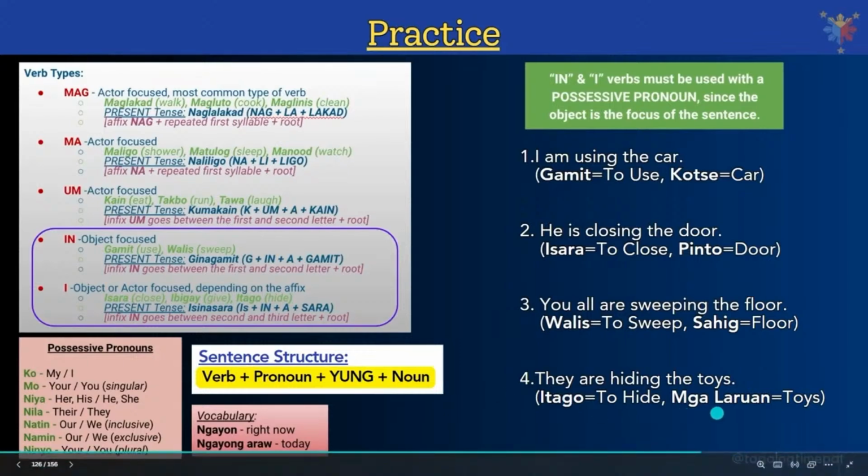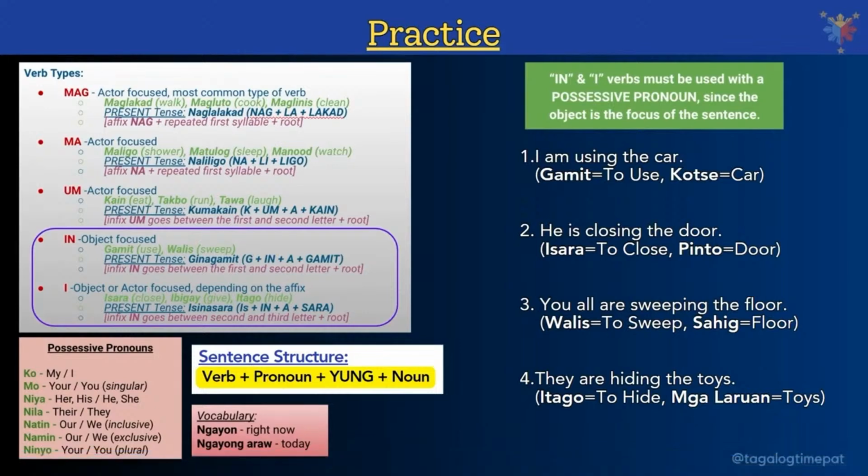So this is interesting. If you want to make a noun plural, you have to add the word mga in front of it. It's not like in English where you just add an S at the end. To make a noun plural, you have to add this word mga. So let's do the first one together. Just so we're on the same page, keep an eye on your new sentence structure here, verb plus pronoun, then yung, then the noun. So I am using the car.